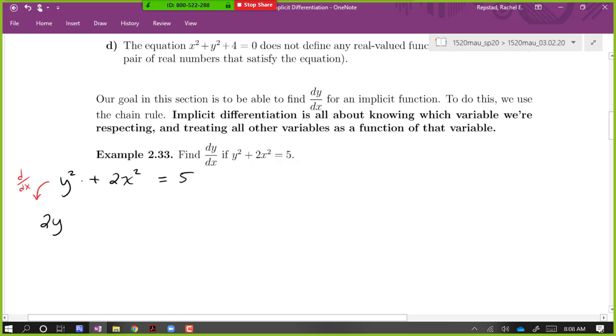Now here's the chain rule. How the chain rule plays out in implicit differentiation is, oh, but I'm respecting x, and that's a y, so I have to multiply by dy dx. This right here, this is the chain rule.